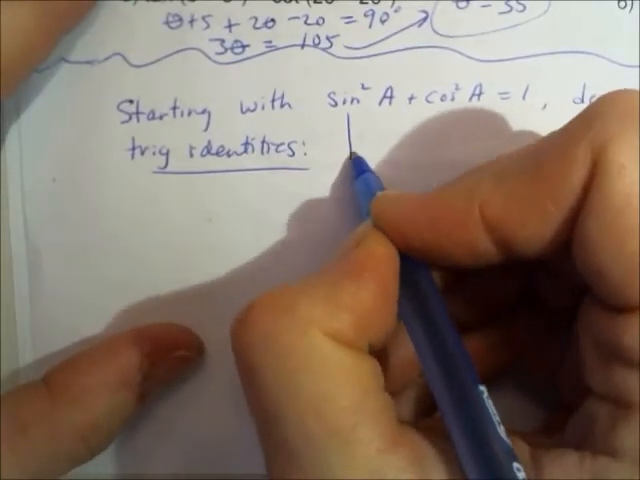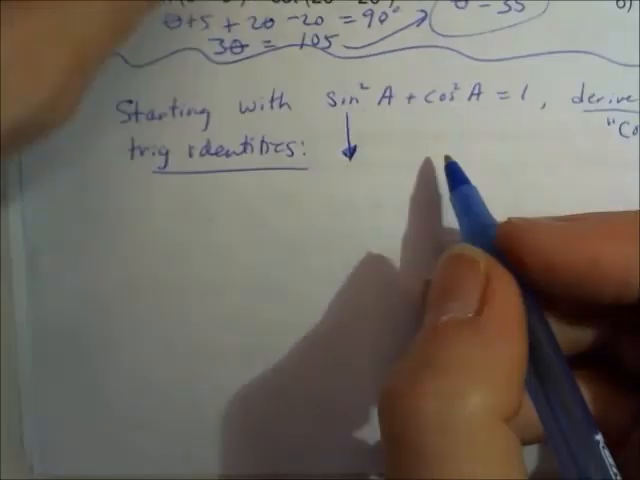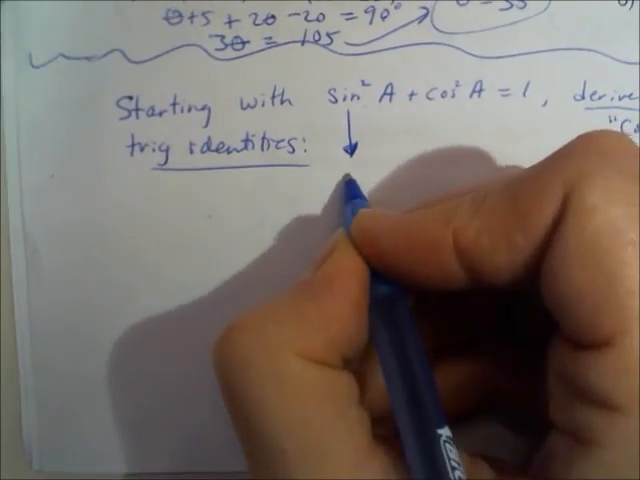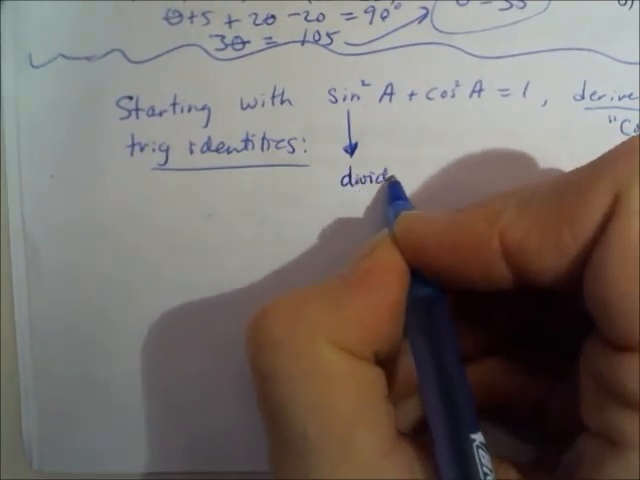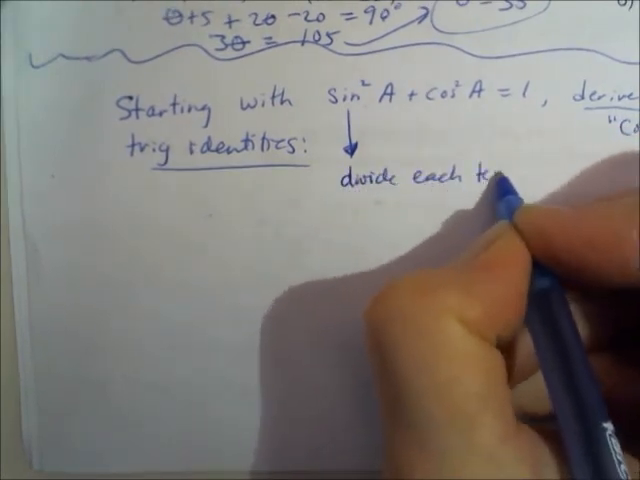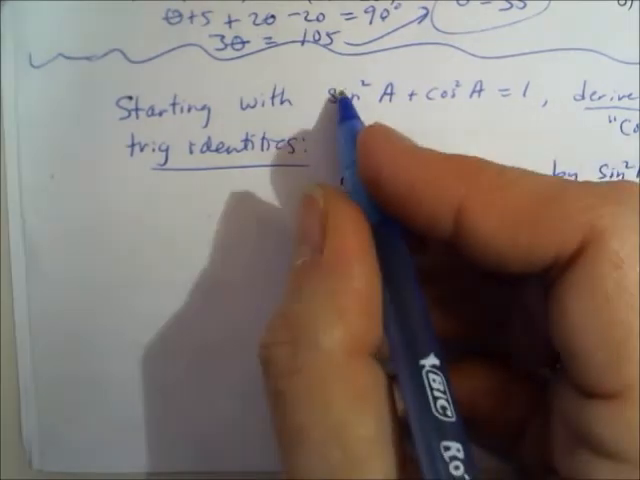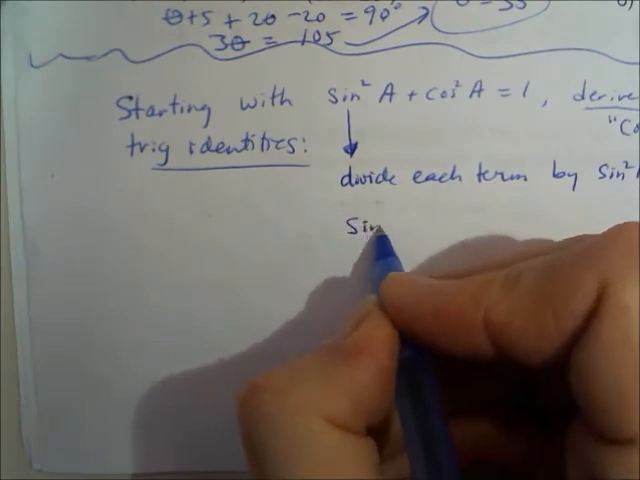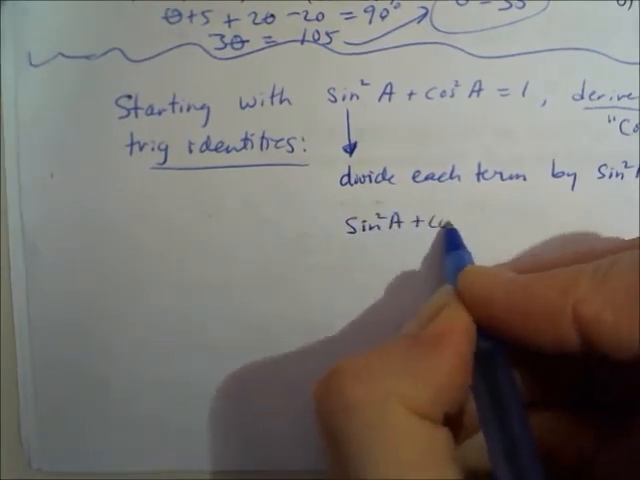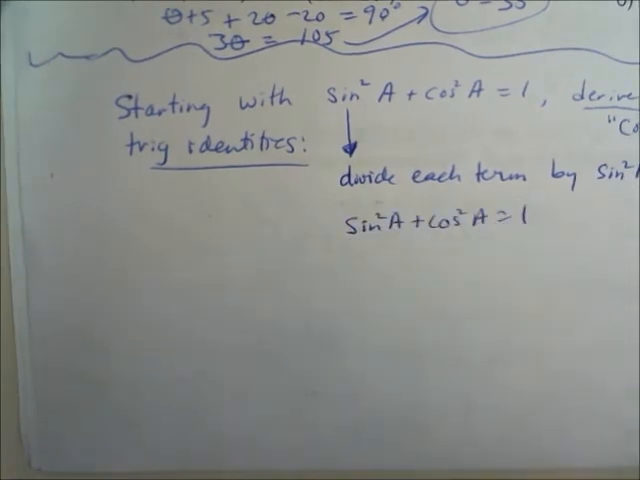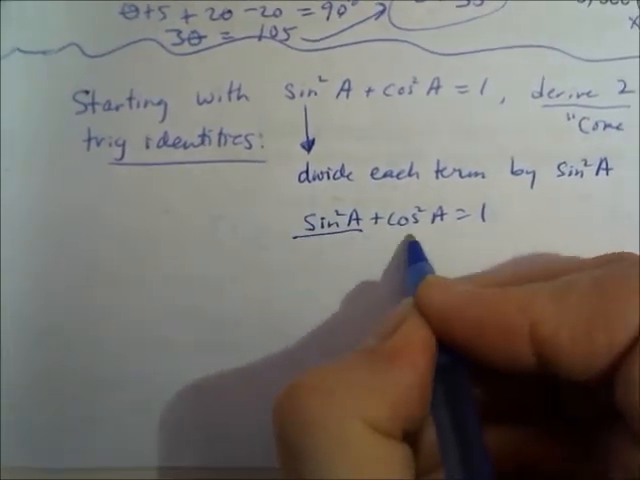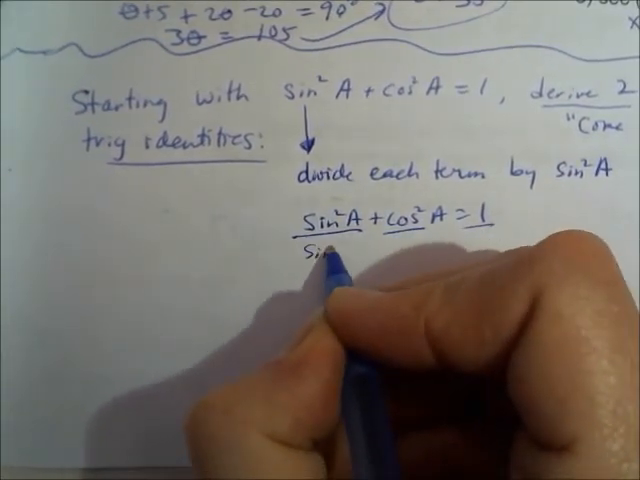I showed you how to do this before on that other sheet, but what we're going to do is divide each term by sine squared of a. So we'll start out with sine squared of a plus cosine squared of a equals 1, and divide every term by sine squared of a.